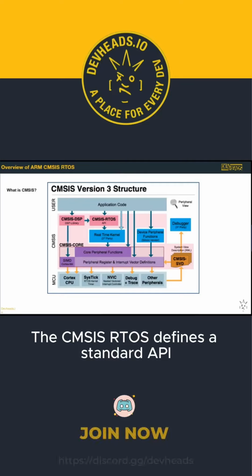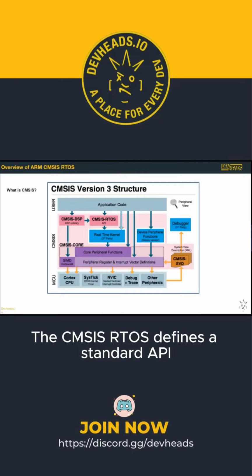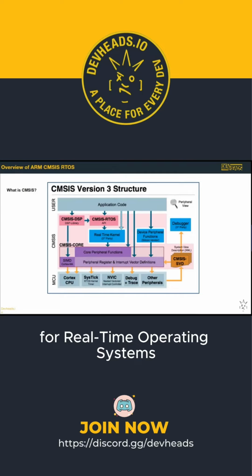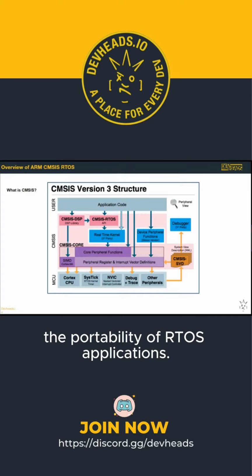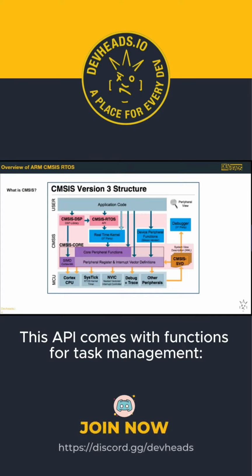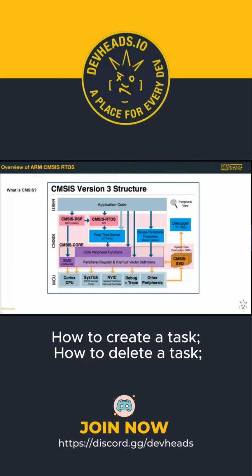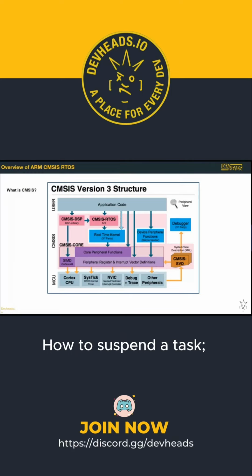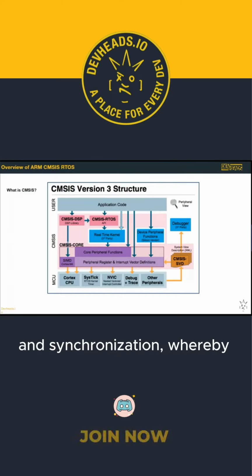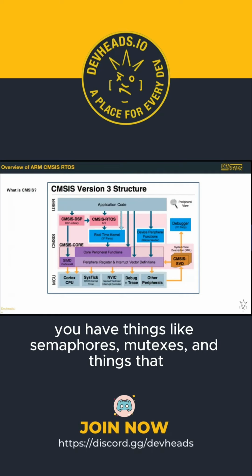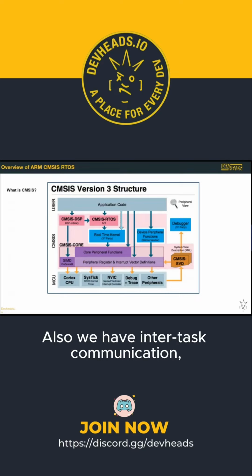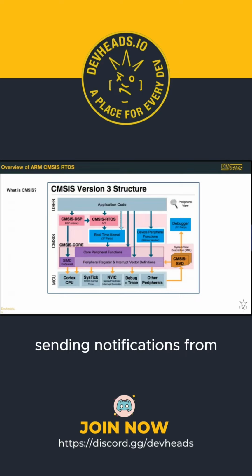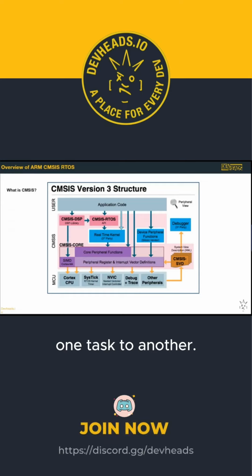The CMSIS-RTOS2 defines a standard API for real-time operating systems to ensure that there is portability of RTOS2 applications. These APIs come with functions for task management: how to create a task, how to delete a task, how to suspend a task, and other things like synchronization, whereby we have things like semaphores and mutexes that deal with shared resources. And also we have inter-task communication, sending notifications or messages from one task to another.